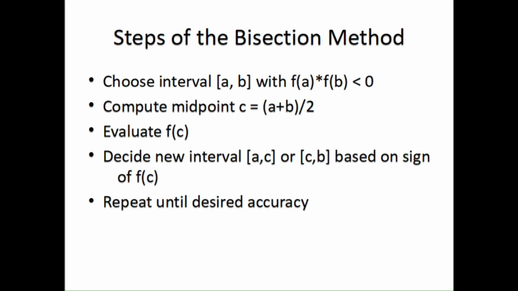Steps of the bisection method. Pick an interval from a to b and then we plug in function a and b values. They must have opposite signs. Also compute the midpoint. In addition, we evaluate the function at the midpoint. Furthermore, we replace either a or b with the midpoint depending on the sign. And in the end, we continue until the interval is very small. It's guaranteed to converge, although not very fast.